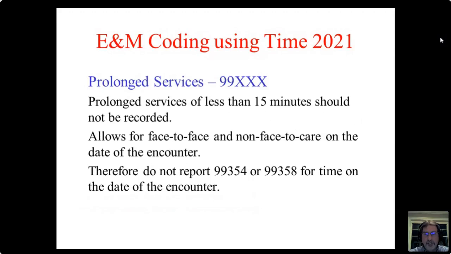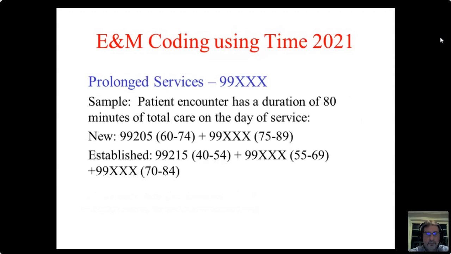It allows for face-to-face and non-face-to-face care on the date of the encounter, meaning that if you're, again, providing care, speaking to other caregivers for the patient, other healthcare providers, on the phone, talking to family members, coordinating care, all that can be used as part of the prolonged services. And then for those of you who are used to using prolonged services, you do not use 99354 or 99358 for time on the date of the encounter. You just use the 99XXX.